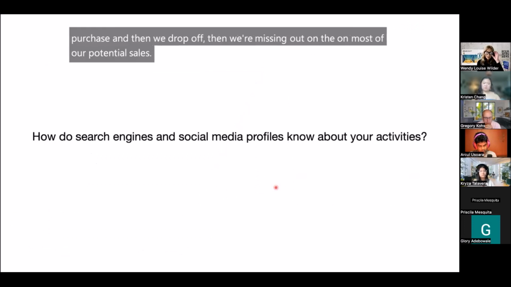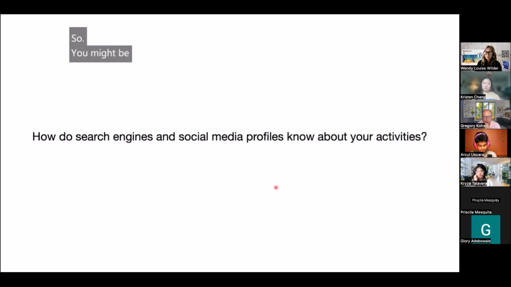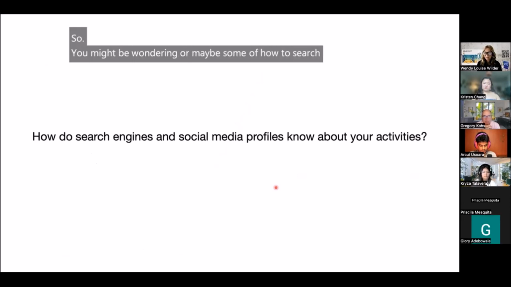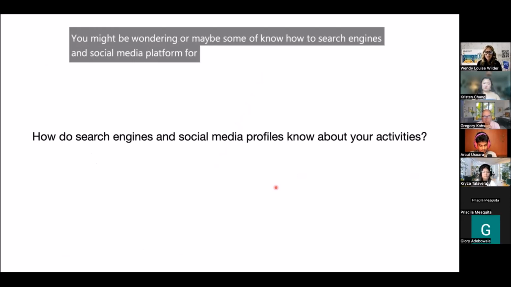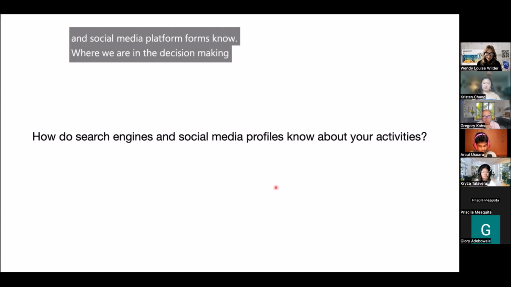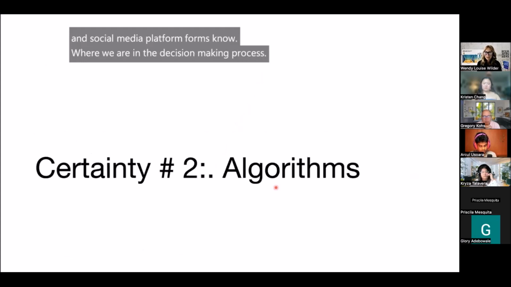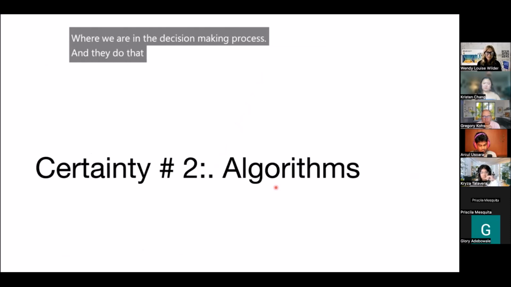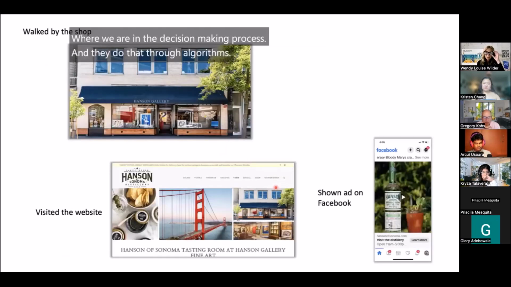So you might be wondering, or maybe some of you know, how do search engines and social media platforms know where we are in the decision-making process? And they do that through algorithms that have tracking mechanisms on the back end of websites.